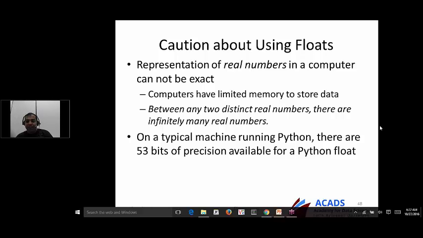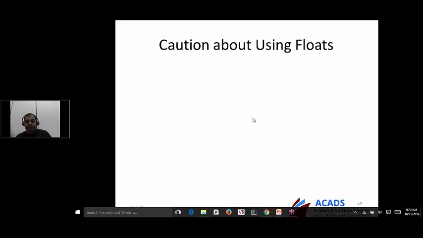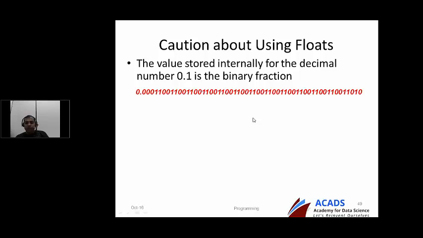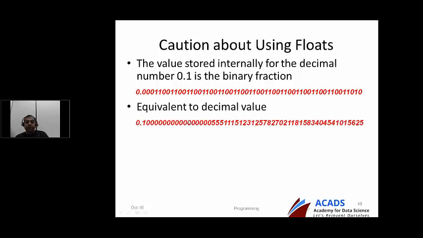So on a typical Python machine, there are 53 bits of precision available for a Python float. And therefore, when you are storing 0.1, you are really storing this big binary fraction 0.0001001 and so on. Okay, so even the number 0.1 cannot be stored correctly internally for Python programs in a computer. It is an approximate representation, and therefore if you convert this binary representation into decimal, it becomes 0.1 followed by several zeros and then 555. Okay.